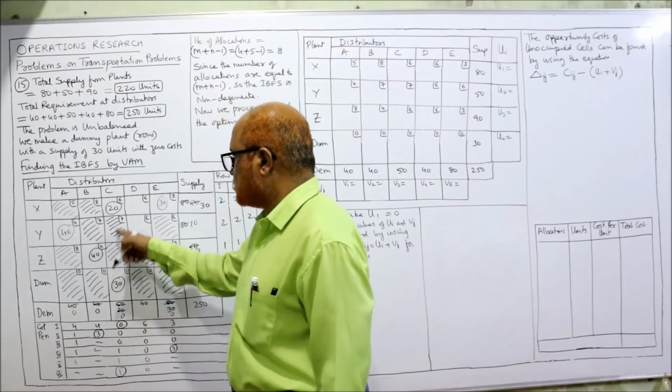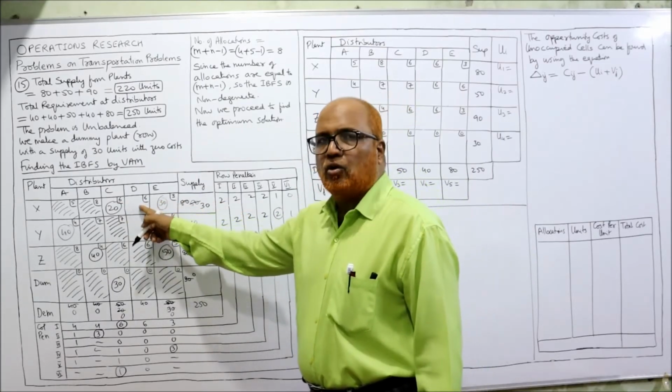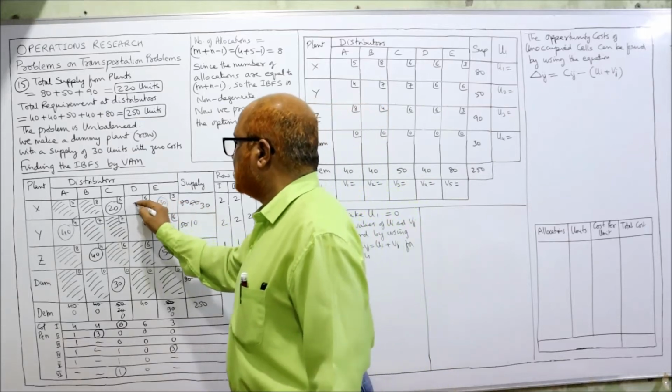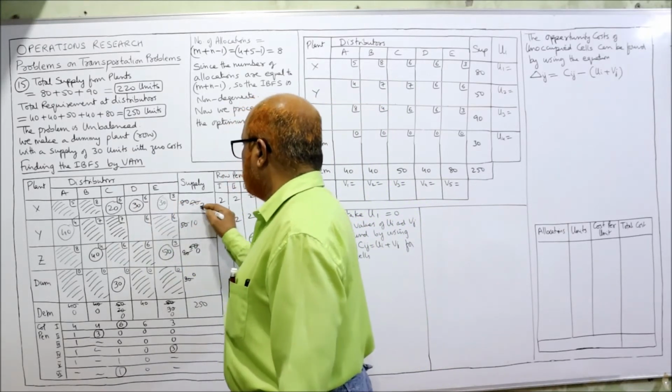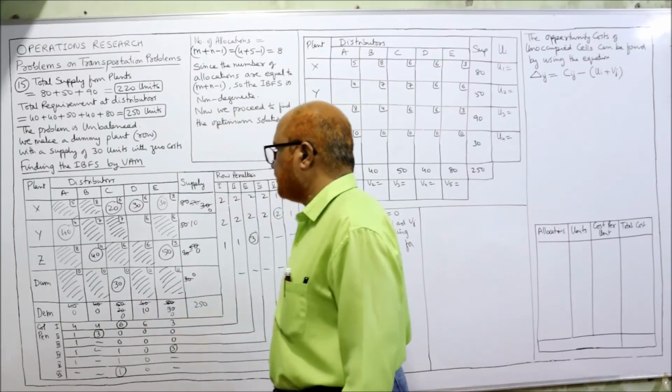This has become 0, so the column is blocked. Now in the first row, only one unoccupied cell is there. The row total is 30, so we will take 30 here. So 30 minus 30 is 0. Here 40 minus 30 is 10.